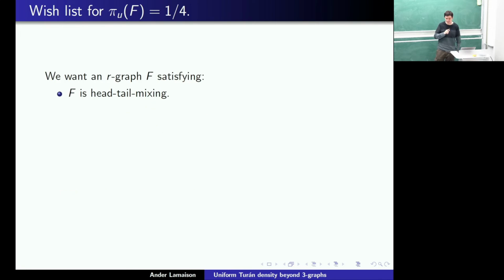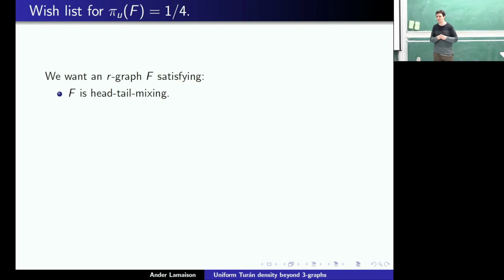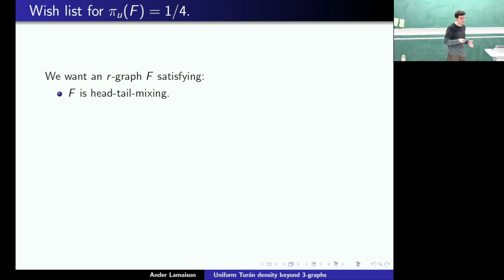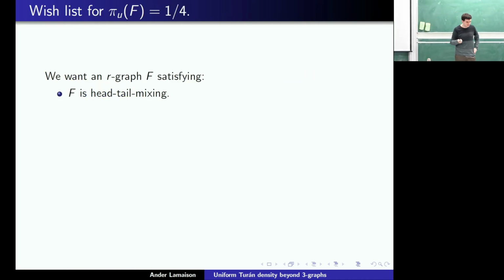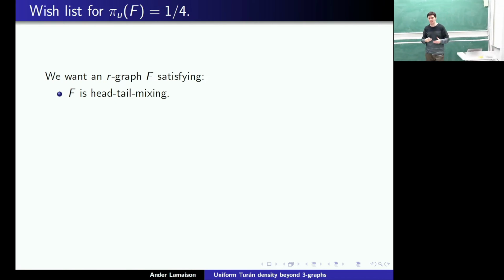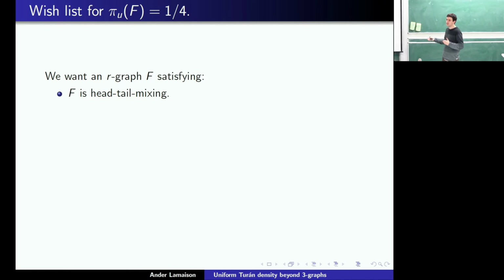So we can start making a list of things that we want our hypergraph to satisfy, and then at the end we can start to worry about whether such a hypergraph exists or not. So this property of being head-tail mixing guarantees that the uniform Turán density is at least 1/4, and next we want to impose conditions that force it to be at most 1/4.